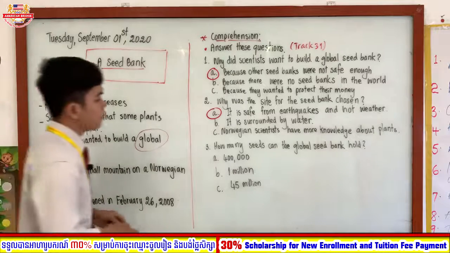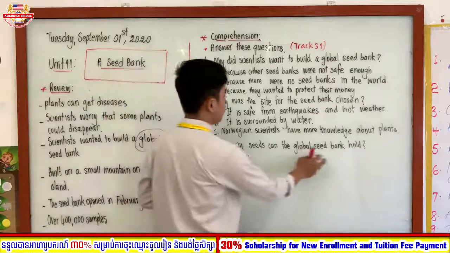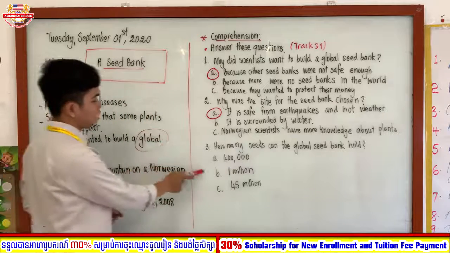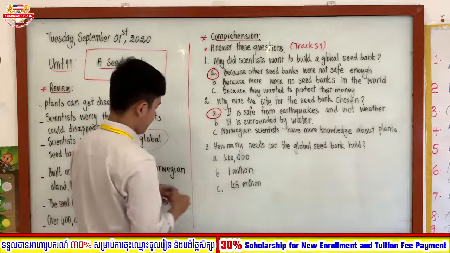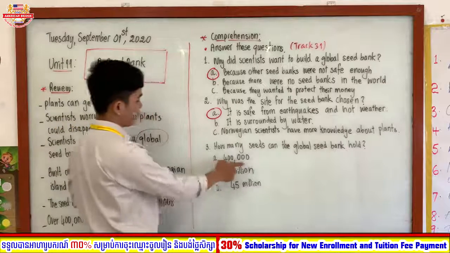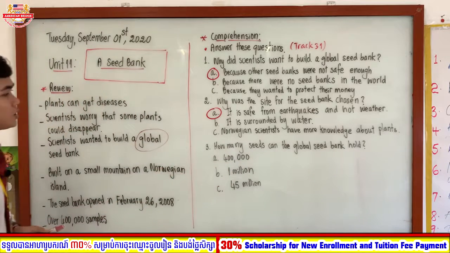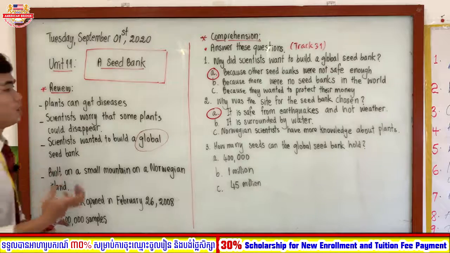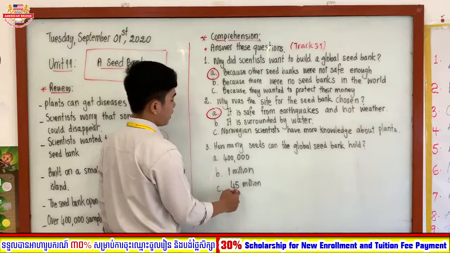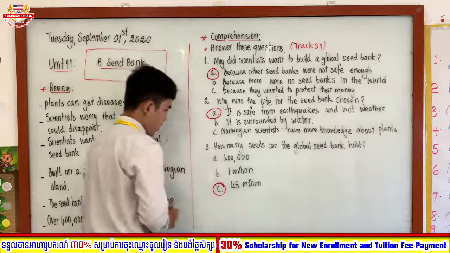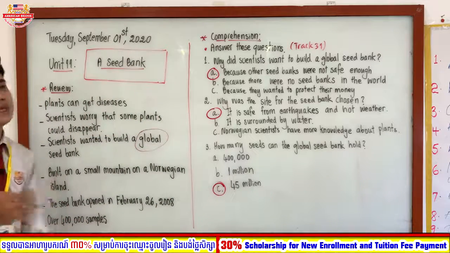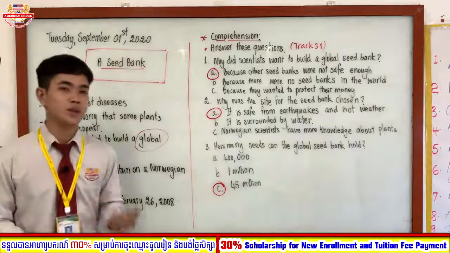So question 3, how many seeds can the global seed bank hold? Okay, so we have A 400,000, B 1 million, C 45 million. Okay, so 400,000 is just the sample of the seed, right? But actually the global seed bank holds 45 million. Okay, so at that site, they contain around 45 million seeds of plants.